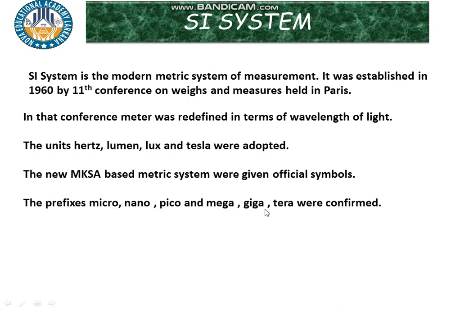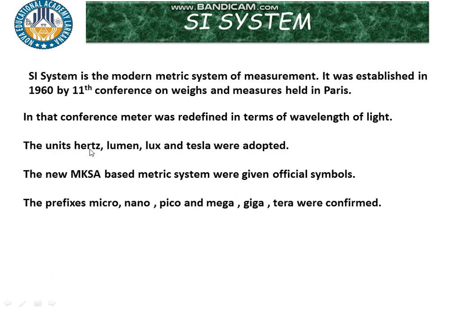More information about the SI system. The SI system is a modern metric system of measurement. It was established in 1960 by the 11th General Conference of Weights and Measures held in Paris. In that conference, the meter was redefined in terms of the wavelength of light.